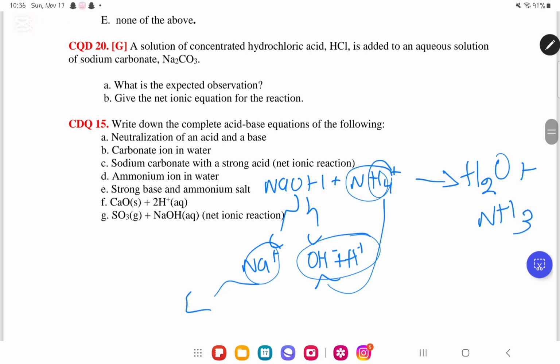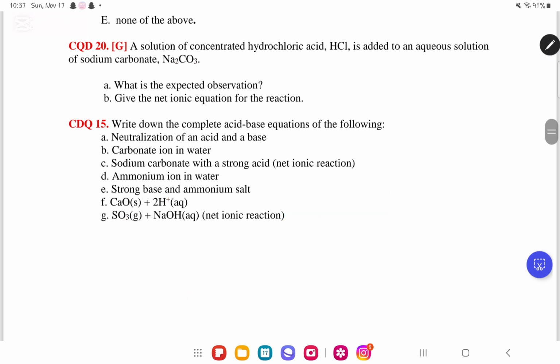Or you can do it very simply by saying that NaOH is a strong base reacting with an ammonium salt, so it's gonna give us water plus NH3. Now part F, CaO, which is a metallic oxide, so a base reacting with 2H+. CaO reacting with 2H+, it is gonna give us a full reaction.